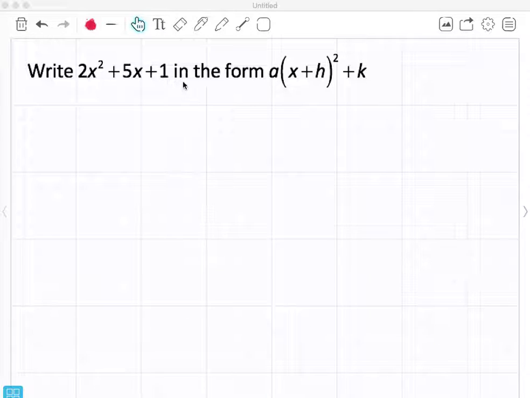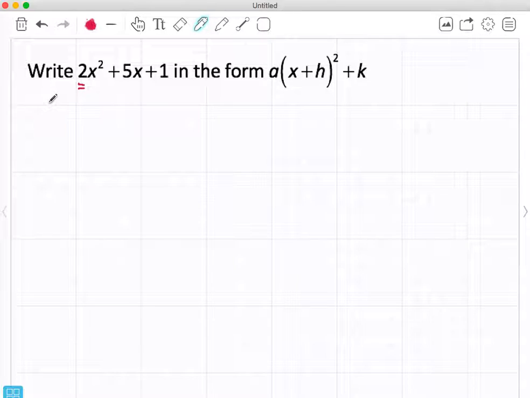This video is going to show you how to complete the square, but it's the second video in the series, and the reason it's different is because there's a number in front of the x squared. Here we've got the number 2. So the very first thing I'm going to do is divide the entire equation by this number 2.